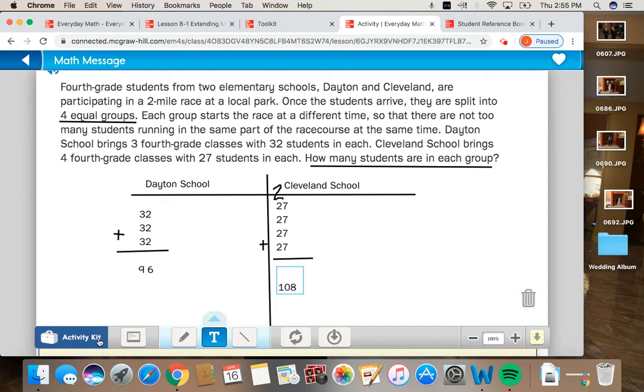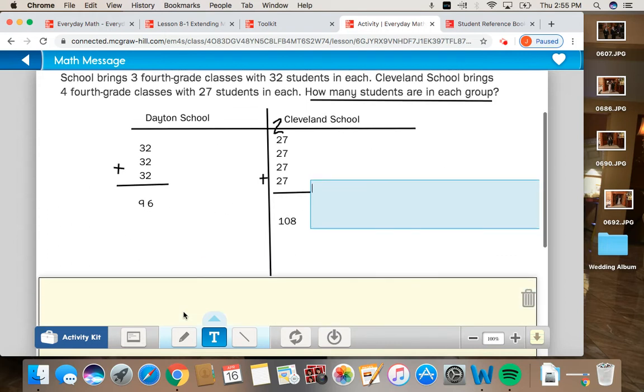And so now I have my 2 totals for each of my schools. 96 students came from Dayton School. 108 students came from Cleveland School. So now I need to know, okay, how many students are there all together with the 2 schools? So what do you think I would do next?